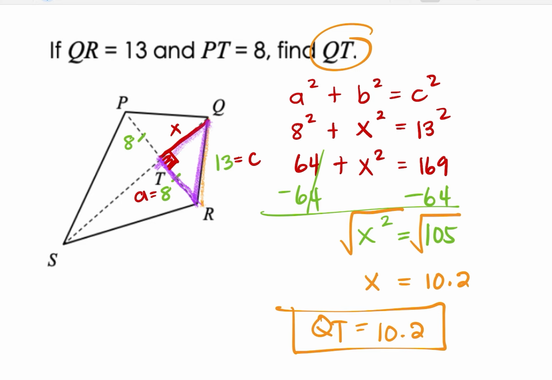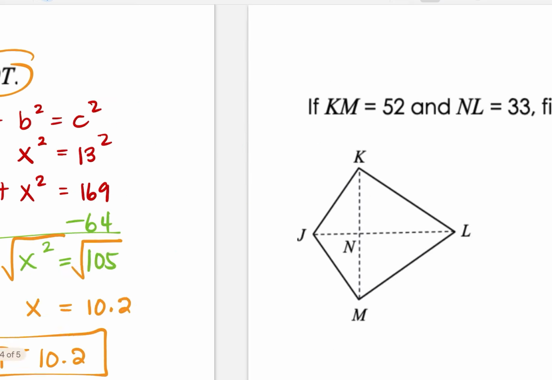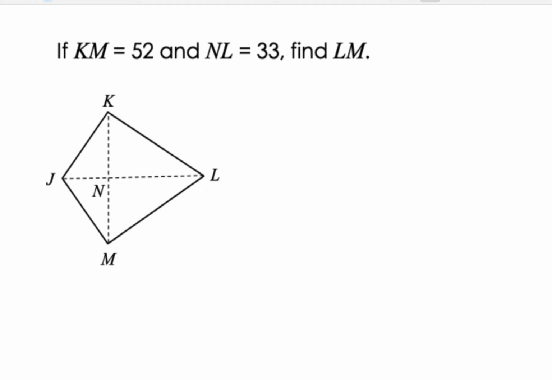All right, let us try another example. Okay, so KM, which is the diagonal, measures 52. So if the diagonal is 52, we can divide this by 2, and that is equal to 26. This is 26, and this is also 26. NL is 33, and we are asked to find LM, and LM is this side of the figure.